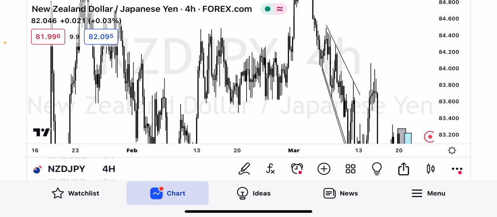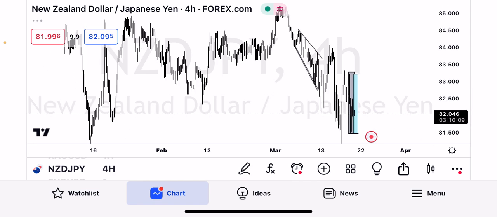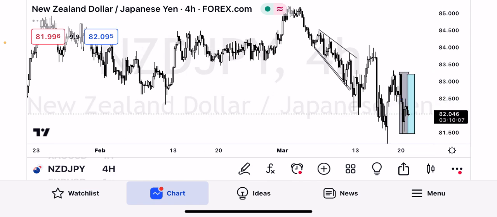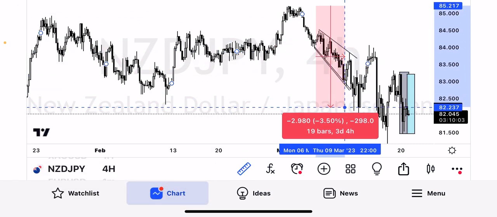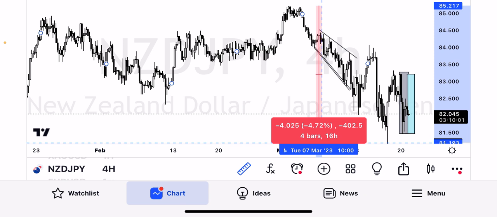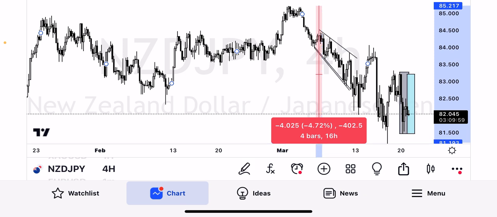You can measure from here down. Sorry, I made my chart look like that just for you guys to understand. Measure, click on measure from here down. This is 402 pips. That's for that.